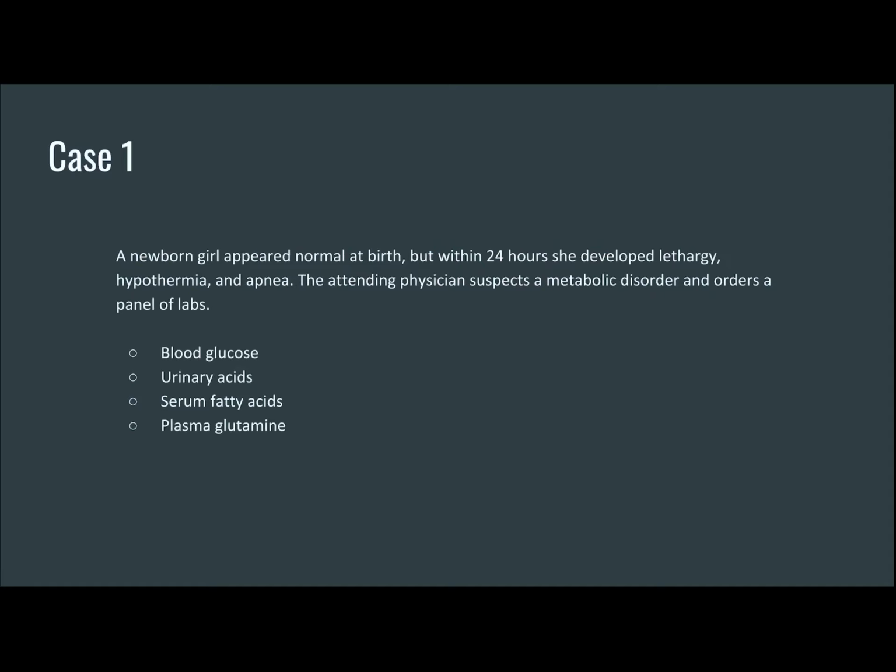The first case in use involves a newborn girl who appears normal initially, but within the first day of life she develops lethargy, hypothermia, and apnea. The attending physician suspects a metabolic disorder and orders a panel of labs. The panel of labs will include blood glucose, urinary acids, serum fatty acids, and plasma glutamine.